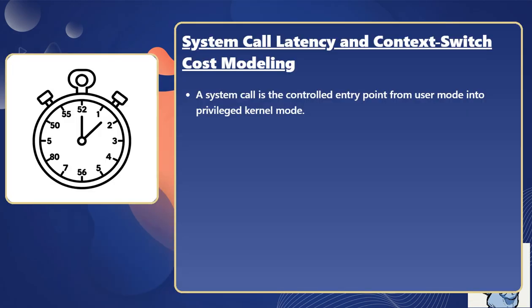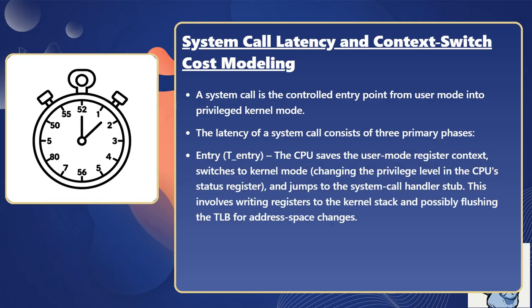A system call is the controlled entry point from user mode into privileged kernel mode. The latency of a system call consists of 3 primary phases. Entry: the CPU saves the user mode register context, switches to kernel mode by changing the privilege level in the CPU's status register, and jumps to the system call handler stub. This involves writing registers to the kernel stack and possibly flushing the translation lookaside buffer for address space changes.